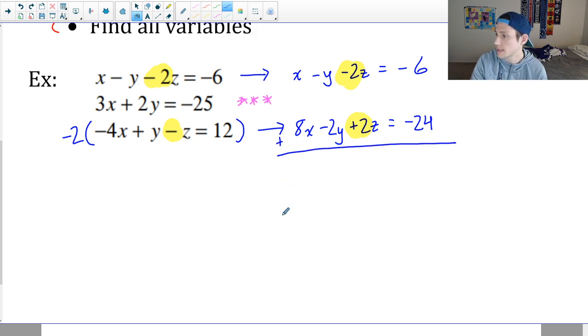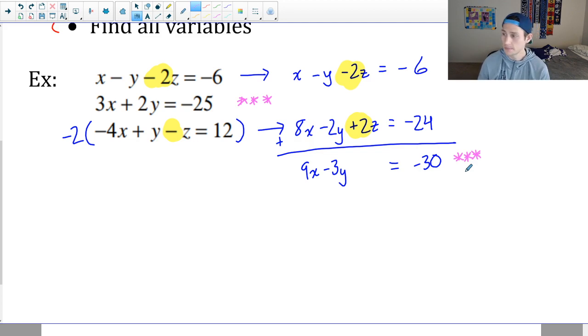And let's add these together. x plus 8x, 9x. -y plus -2y, -3y. -2z plus 2z, 0. -6 plus -24, -30. And again, I'm going to put some asterisks here that tell me this is an important equation. I'm going to need it again in a second. But as we can see by those equations, we have 2 new equations that don't have z in it.